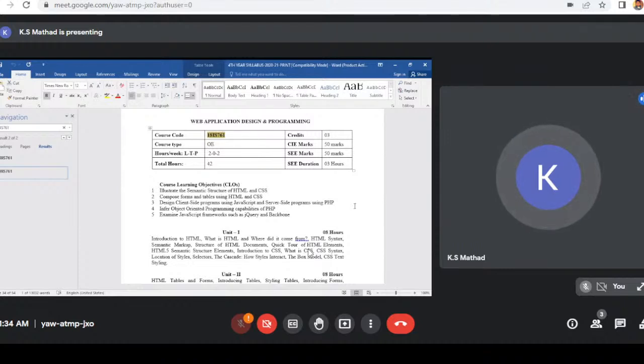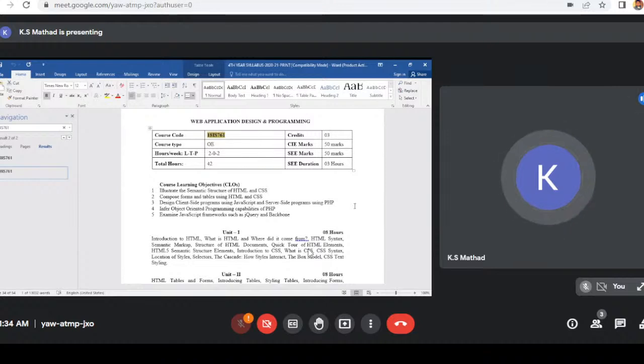So this particular subject, web application design and programming, the prerequisite will be any programming language you might have studied in first year, like C programming. So if you have studied that, it is enough for you to study this web application design and programming.